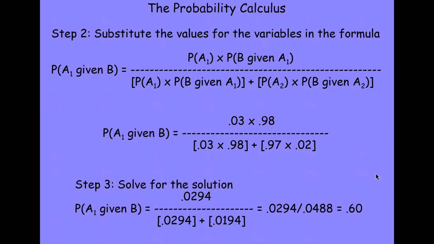So you get 0.0294 over 0.0294 plus 0.0194, or 0.0294 divided by 0.0488, or 0.6 as the probability that Susan's using performance-enhancing drugs given that positive test that you just got.